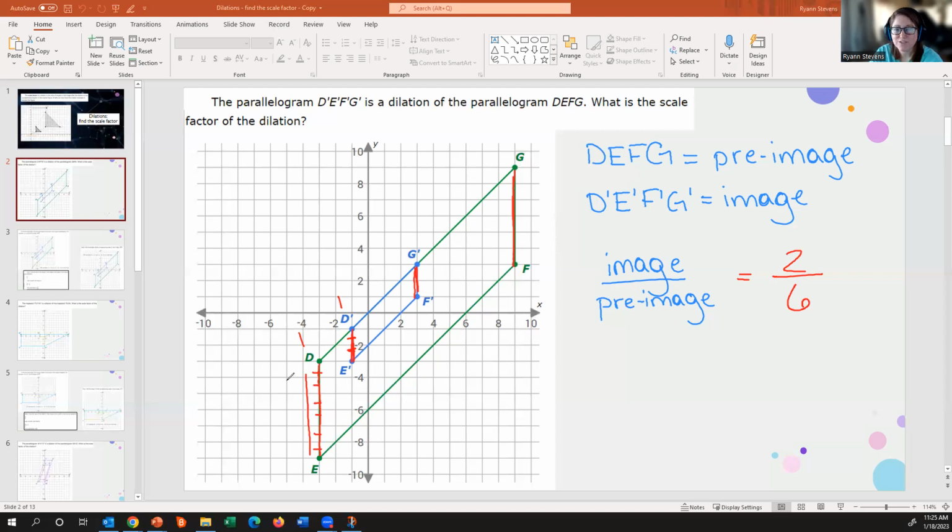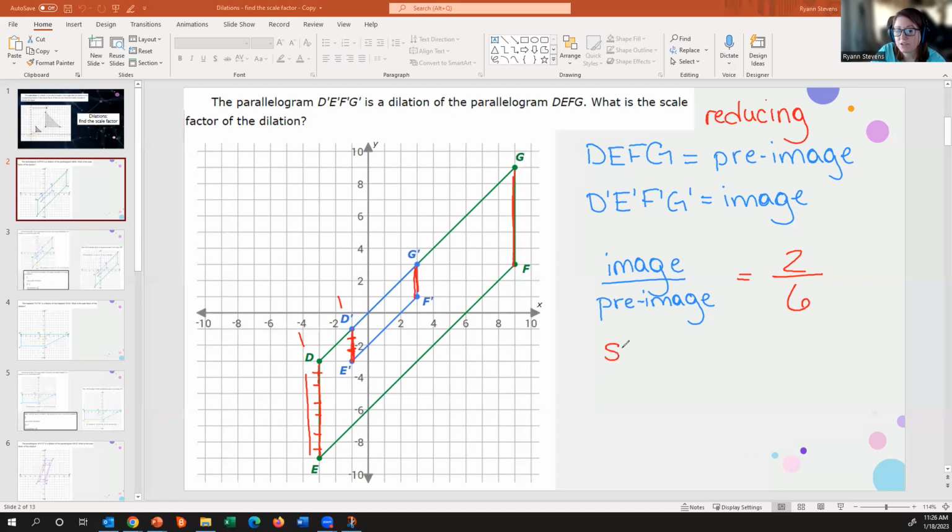And that's another thing we also want to look at. If we can clearly see that DEFG is much larger than the image of DEFG, we know that we are reducing our pre-image. We are completing a reduction, or we're making it smaller. Okay, which usually means that our scale factor should be a fraction. Okay, it's always going to be a fraction of a whole. And so we're on the right track after setting up this ratio.